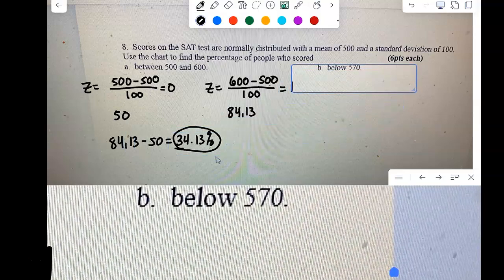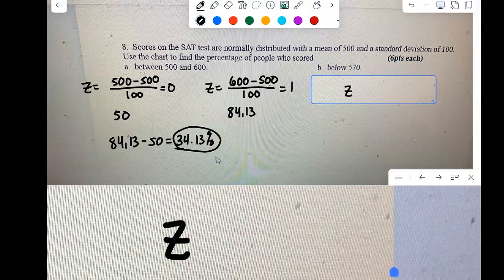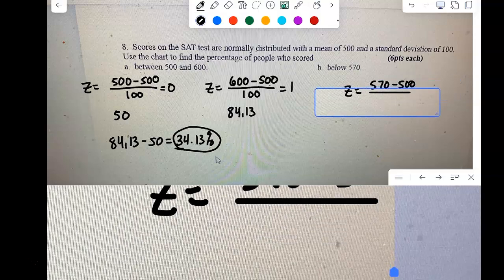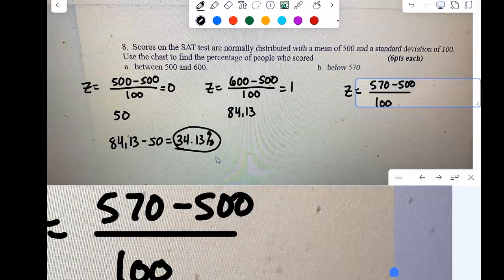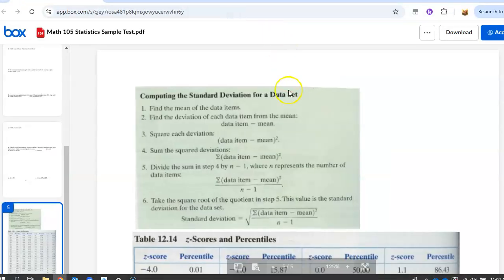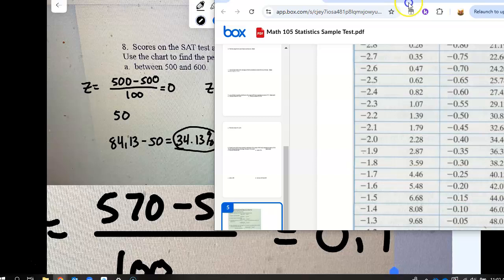Okay. All right. So the second question here wants the percent below 570. So once again, we compute the z-score for our data value. And so we're going to get a z-score of 0.7. And then we're going to go to our chart and look up the z-score of 0.7. There it is, 75.8.